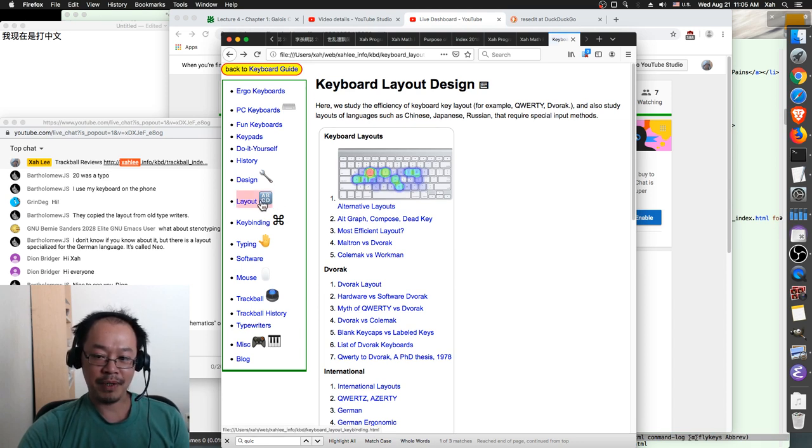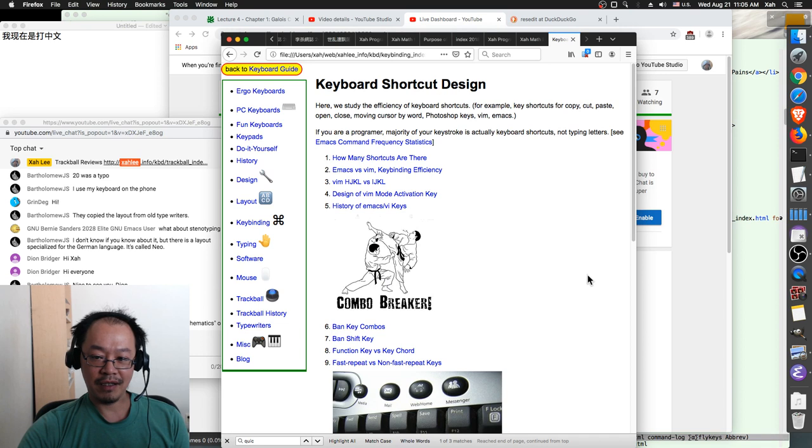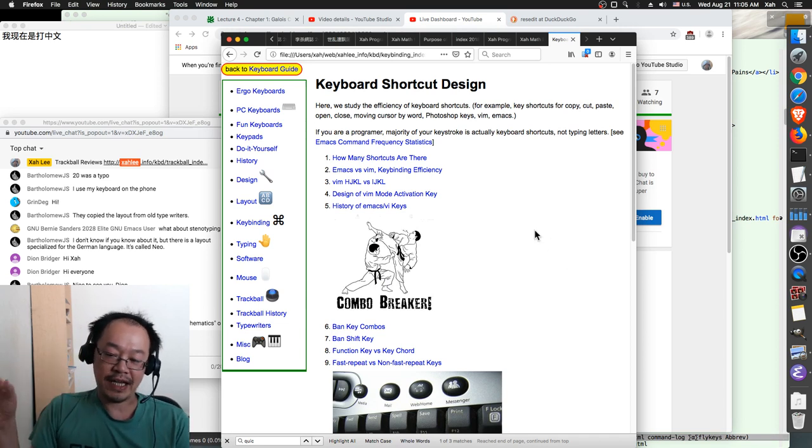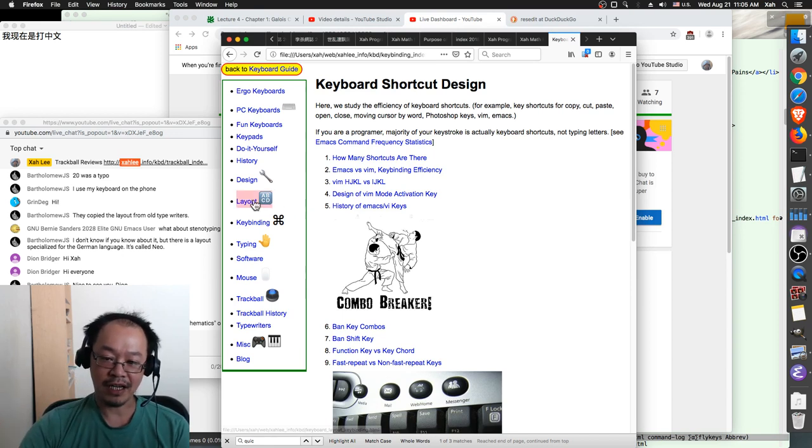Because typically when people think of layout, they think of the letter layout. Now, key binding is basically another layout: shortcuts like Control X for cut, Control C for copy. That's layout, okay? And in fact, keyboard shortcut layout is more important with respect to hand health than the key letter layout.